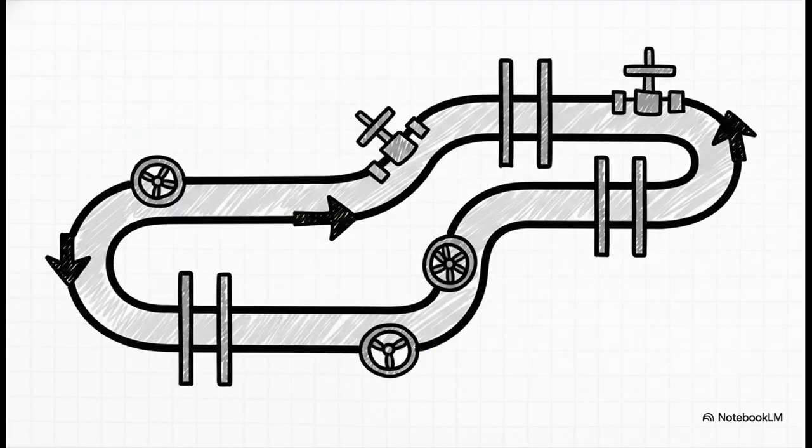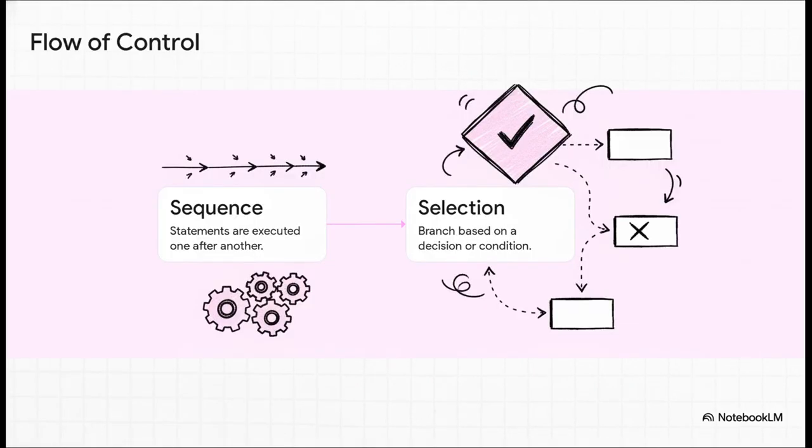To nail our master plan, we must control the program's path. You see, programs aren't just basic linear sequences. They often use selection to choose entirely different branching paths.